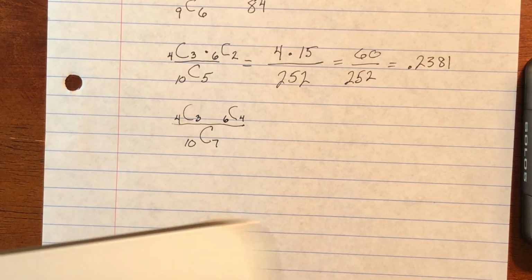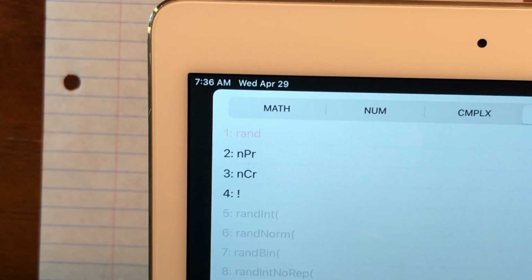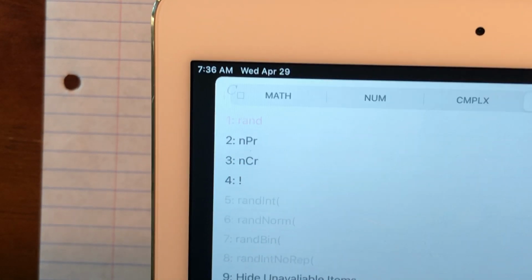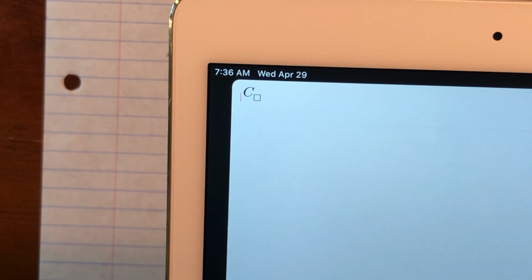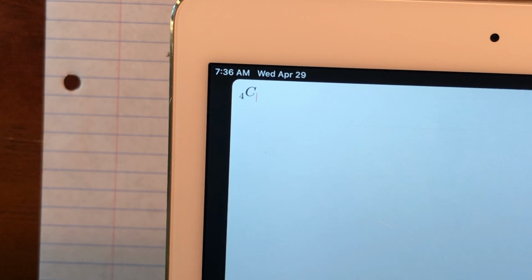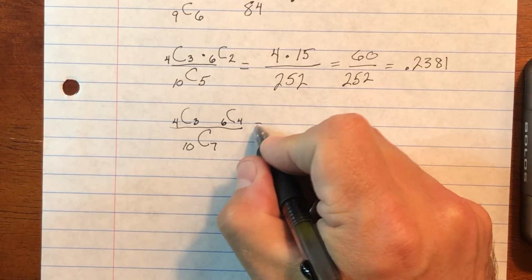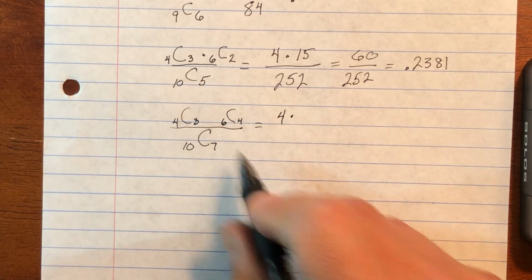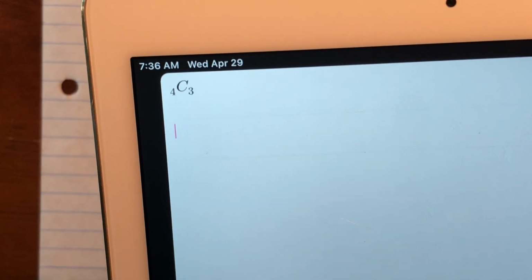So now it's time to bust out the calculator finally. And let's figure out what these are. So if you don't know how I'm calculating these, you're going to have to go back a video or 2 to figure out how we do combinations and permutations using the calculator. But 4 choose 3 is 4. Now let's try 6 choose 4.